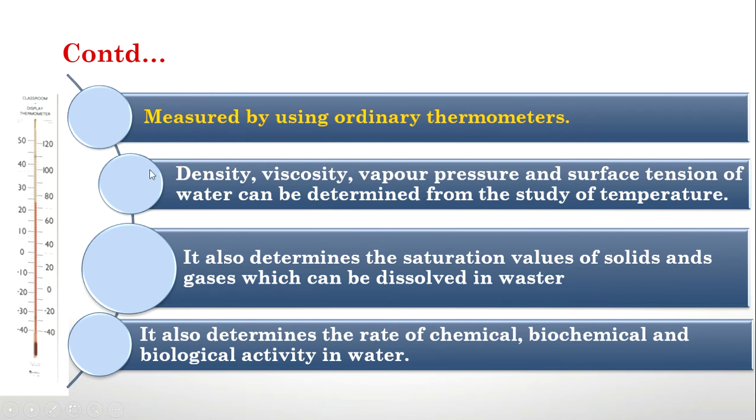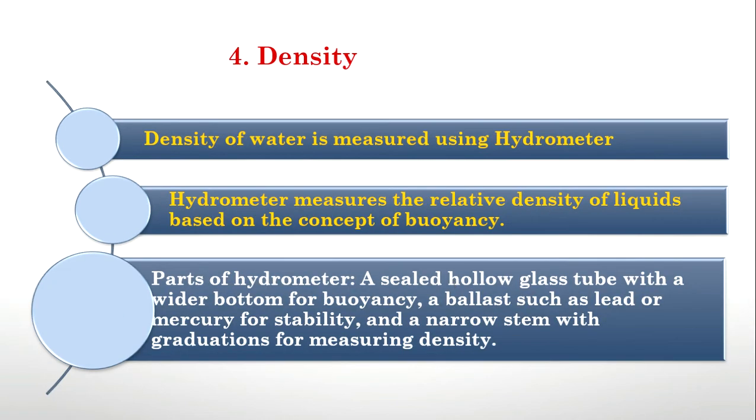Density, viscosity, vapor pressure and surface tension are the other parameters which depend on temperature. It also determines the rate of chemical, biochemical and biological activity in water. So these are the importance of temperature. Now we will see the next parameter.